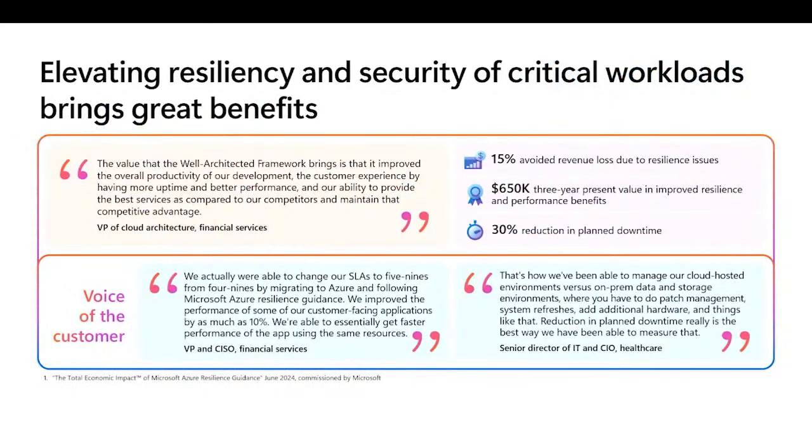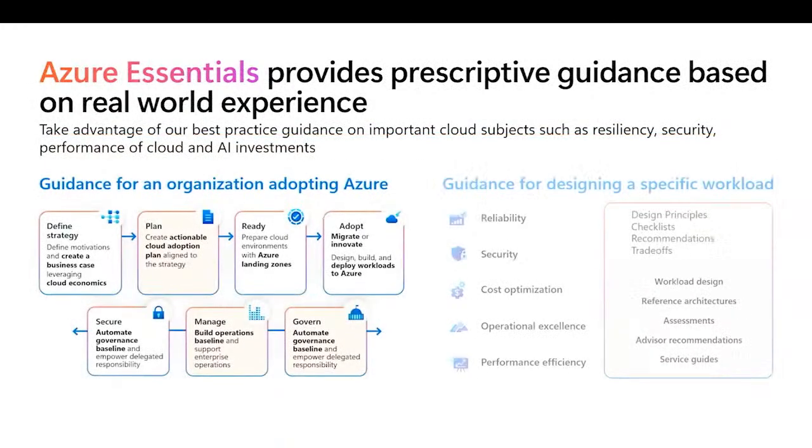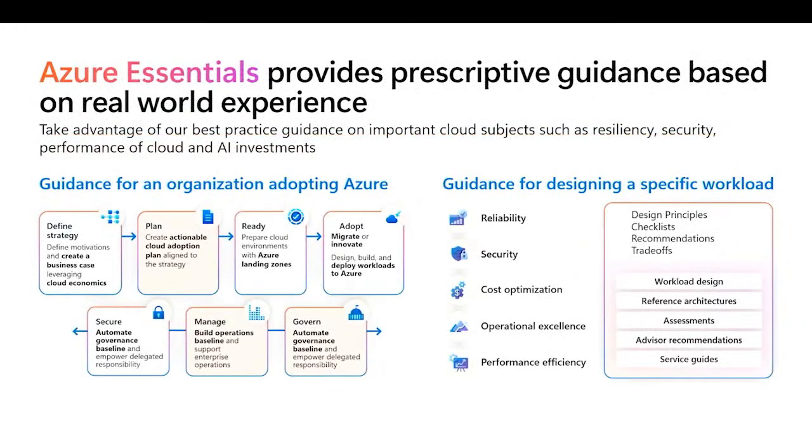So in this slide, what we just talked about in the other slide was the well-architected framework. So this is some experiences with our customers when they're using that well-architected framework, how much they've saved, right? So 50% avoided revenue loss due to resilience issues. We got 650K 3-year present value and improved resilience, and then 30% reduction in planned downtime. We also have some voices of the customer where they talked about how using our frameworks have helped support their journey into Azure. So Azure Essentials, they provide that prescriptive guidance base.